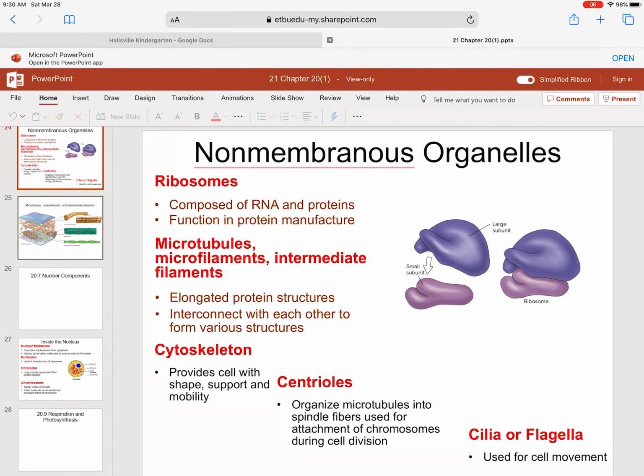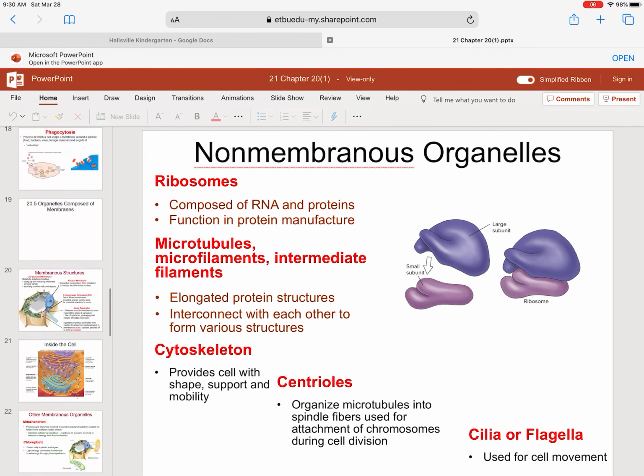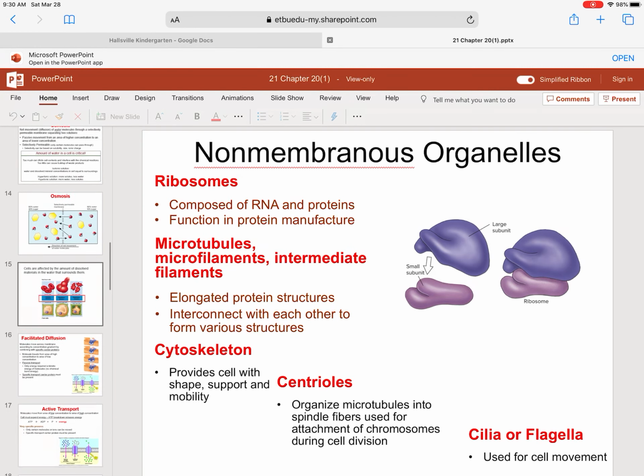And then the cilia or flagella, these are used for cellular motion. So, they look like tails or sometimes feet. If we go back, let's see where that one about the bacteria was.